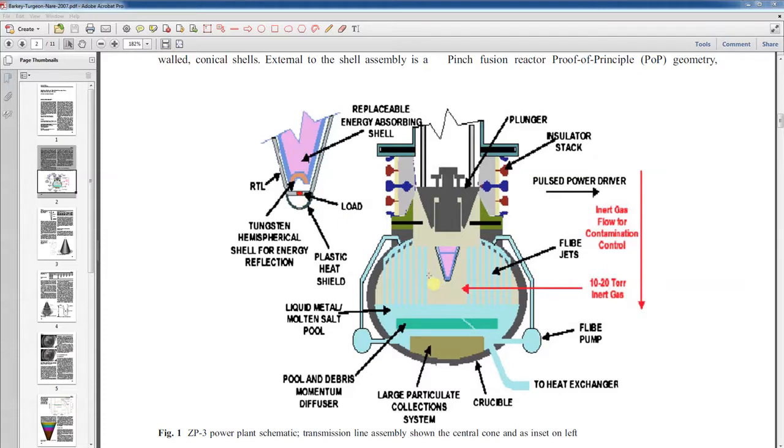And in the course of that, this thing explodes in this giant tank. There are jets of what they call flibe. It's a fluoride type liquid metal. The energy and the blast is absorbed by these flibe jets, and the heat is carried away and heats up water, and then the water goes and turns a turbine. That was the idea. There's more information that you can find out about that from another article I'll make available.